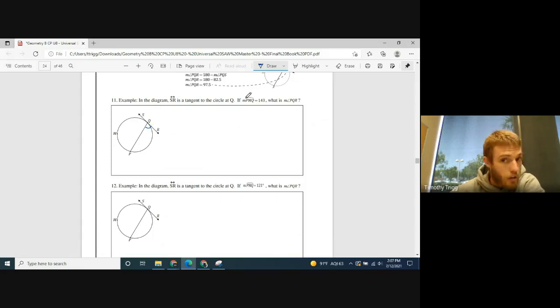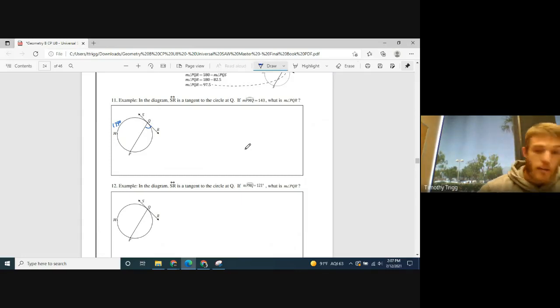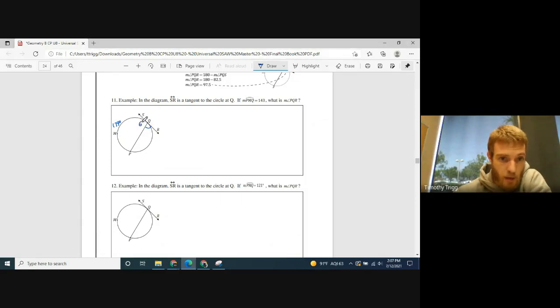Well, they tell us that the arc PMQ is 134 degrees. But we want to find this angle right here, PQR. So one way to look at this is, since I know that this arc is 134, I can figure out this angle here, right? Because if the arc is this, the angle is half of that. So 134 divided by 2, that's 67.